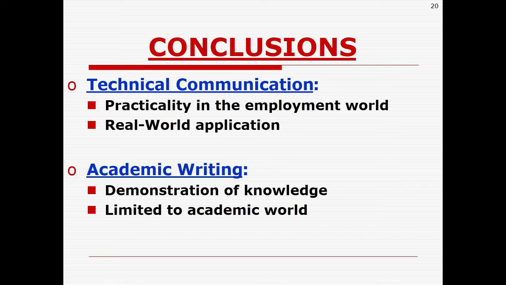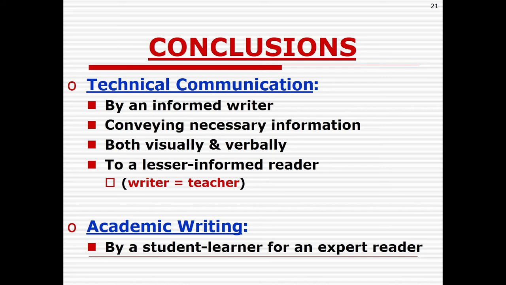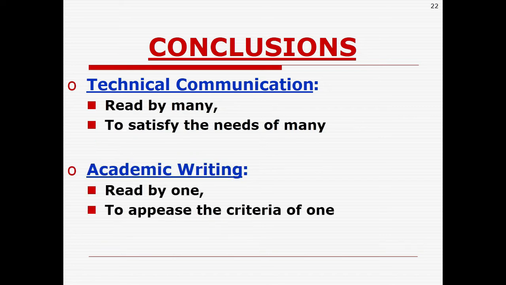So in conclusion, technical communication is practicality in the employment world. Always remember employment world. And at the same time for the real world applications. In academic writing, this is more on you have to demonstrate your knowledge, and that's limited to the academic world. So, technical communication is by an informed writer, conveying necessary information both visually and verbally to a lesser informed reader. The writer is also equal to teacher. For academic writing, it is by a student learner, for an expert reader.